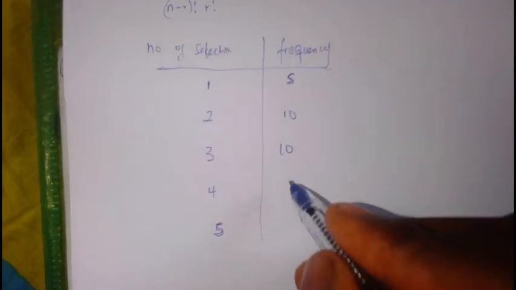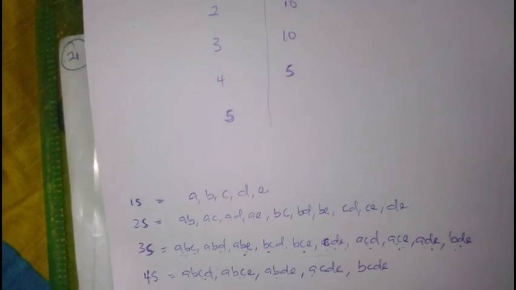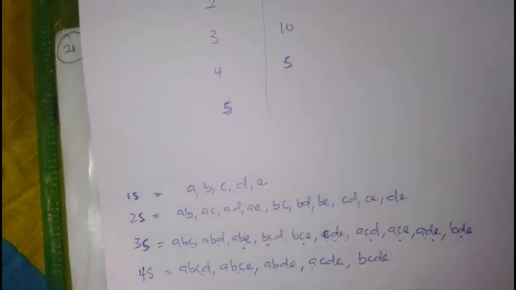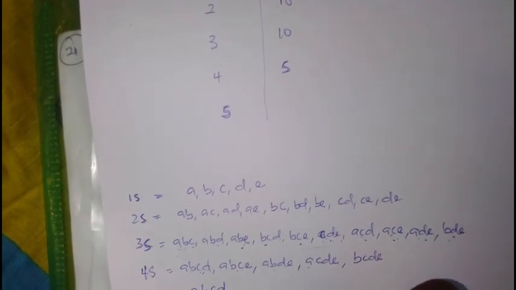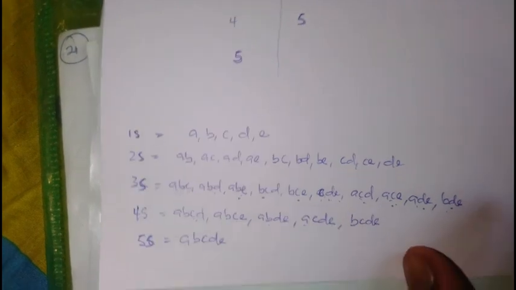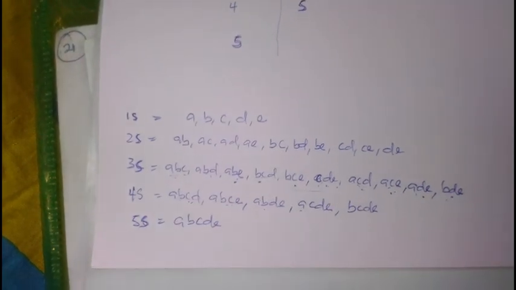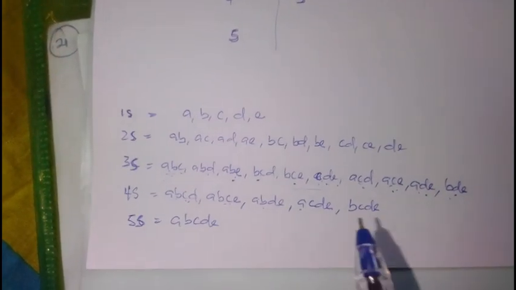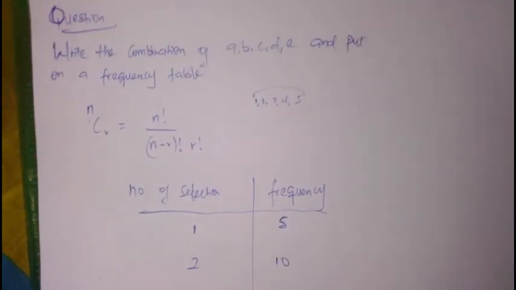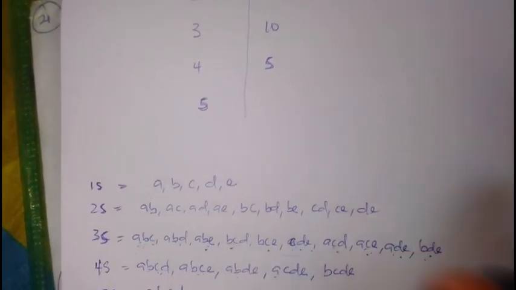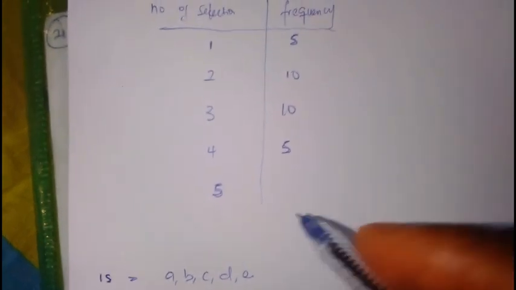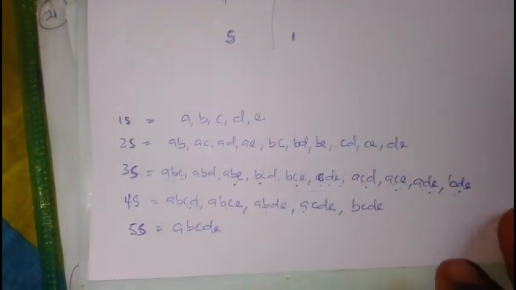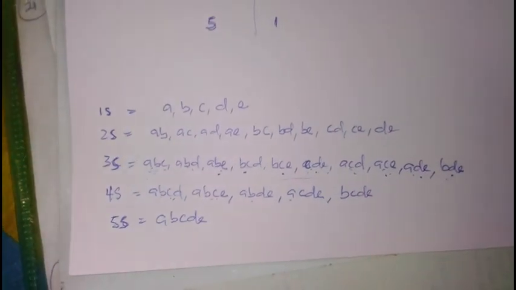So that's 5. And finally, for 5 selections, which is the last one, that's just one: A, B, C, D, E. There's no other way I can arrange it. Now I'll tell you why this cannot be taken backwards. We are treating this as such because this is combination. So that's all for this. For 5 selections, we have only one: A, B, C, D, E. And that's all for that.